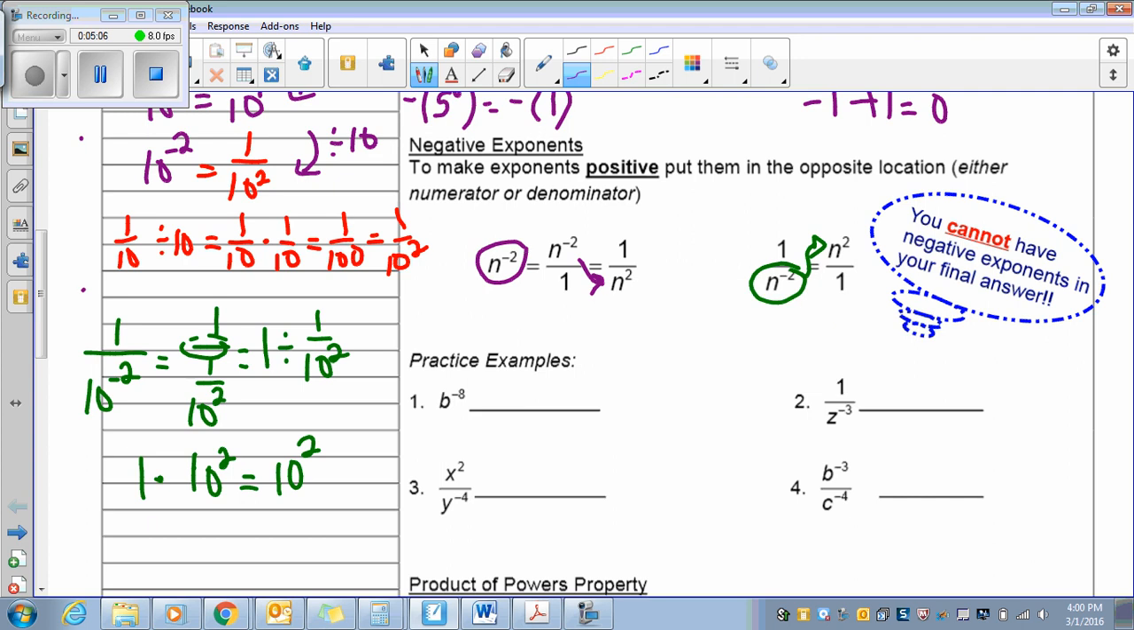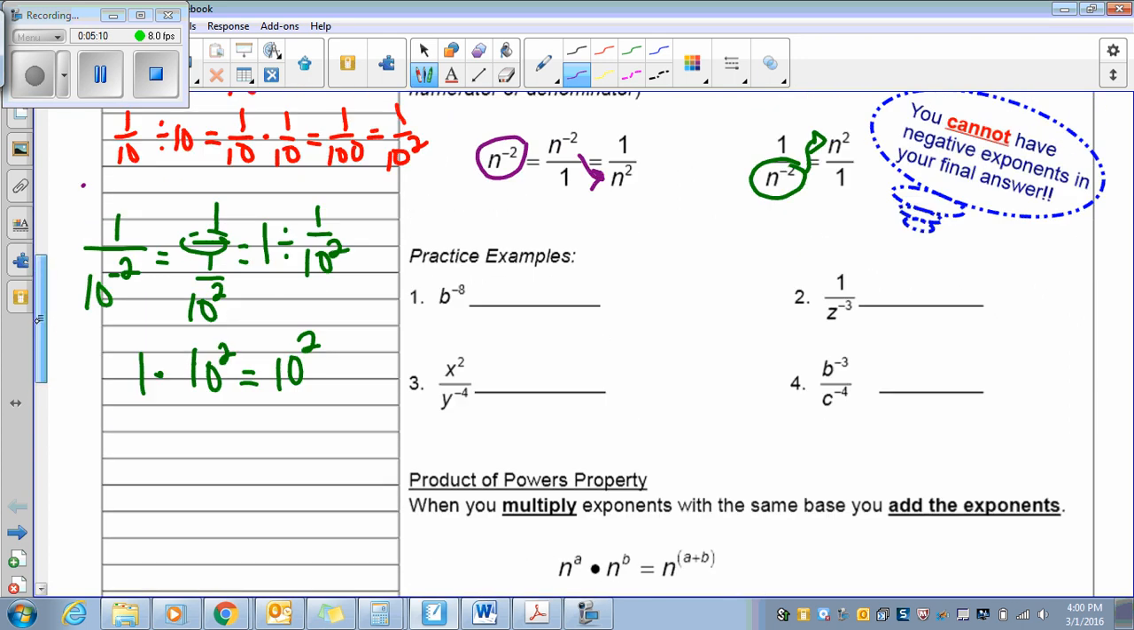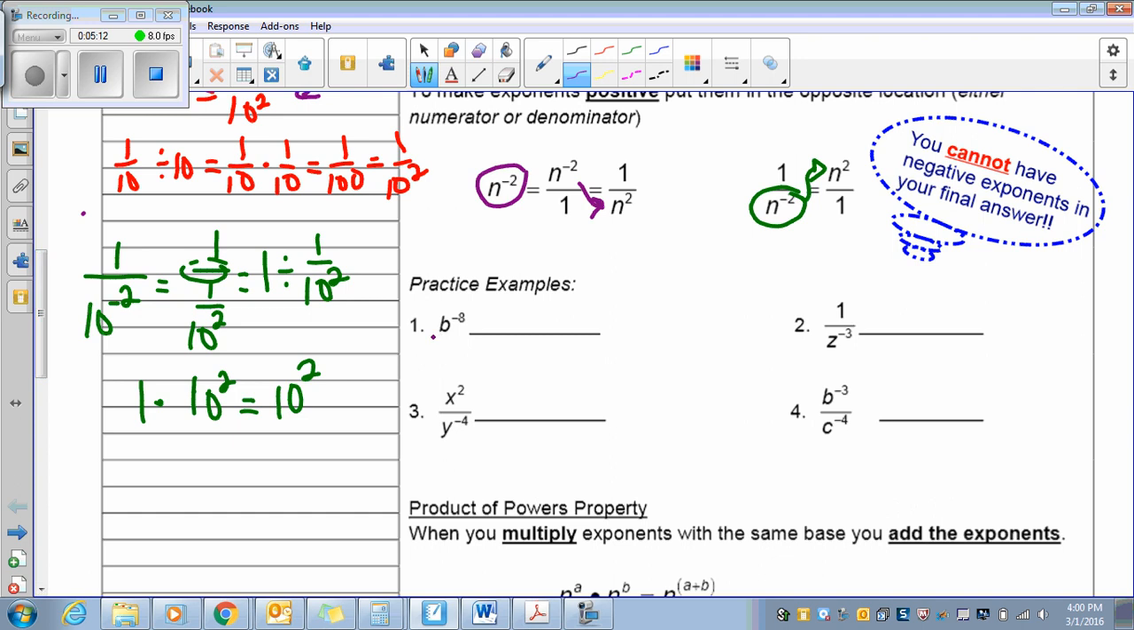Okay, so if we look at number 1, b to the negative 8th. Well, this is in the numerator because it's the same thing as saying over 1. So b to the negative 8th as a positive exponent is 1 over b to the 8th. Number 2 is really saying 1 over z to the negative 3rd, or 1 over z cubed, because you don't want this negative in the denominator.